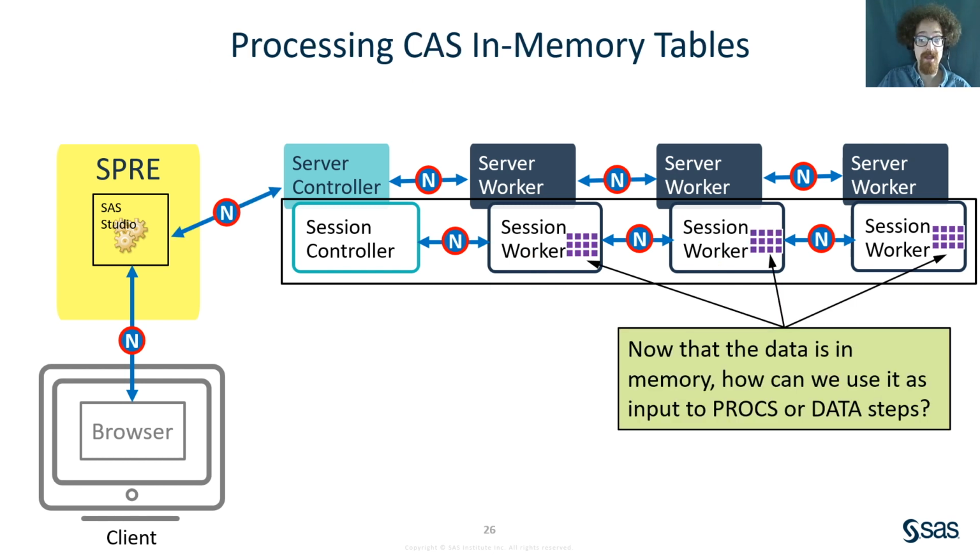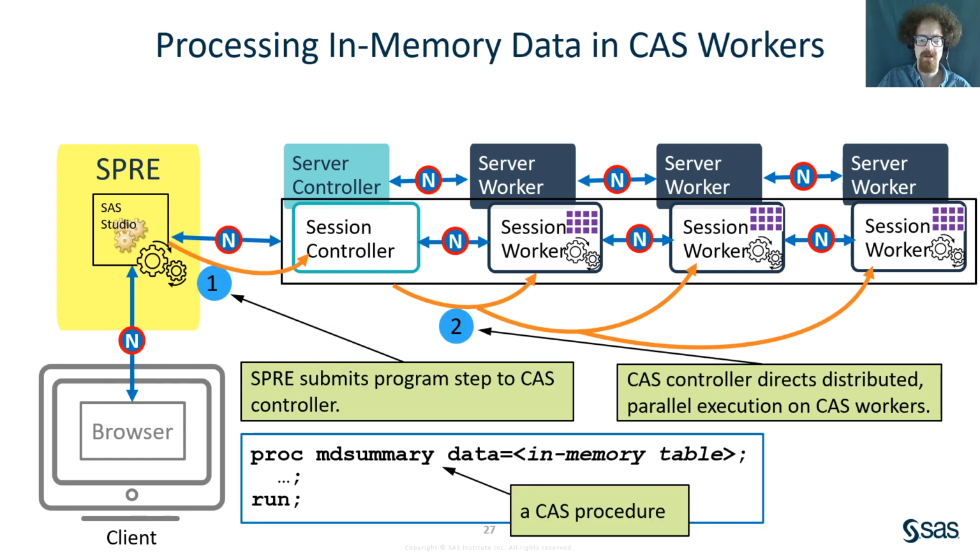Once data is in memory, it becomes available for use in DATA steps or PROC steps that are executed on the CAS server through a CAS session. PROC MDSUMMARY is a CAS procedure. In your SAS Studio session, you submit PROC MDSUMMARY and you name an in-memory CAS table as input. SPRE will know to send the request to run this proc to the session controller process, which will coordinate the execution of the proc in parallel in each of the worker nodes on the distributed in-memory data.